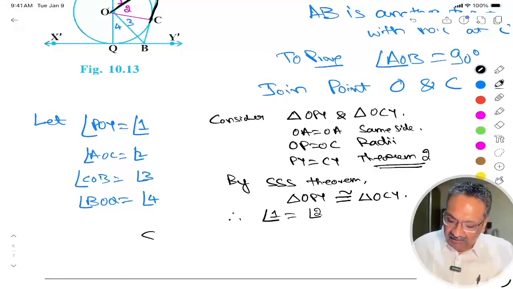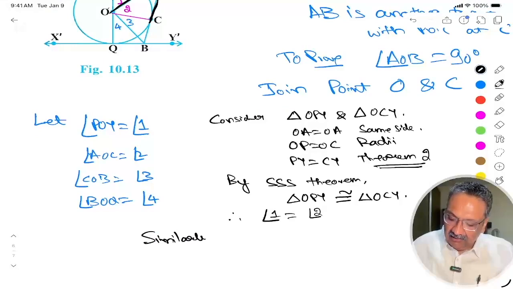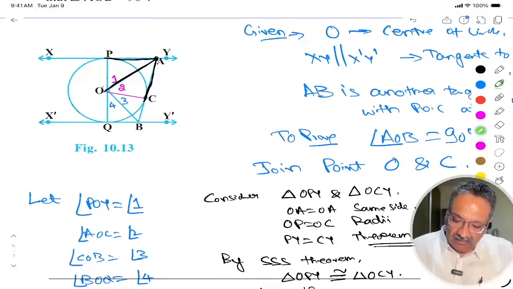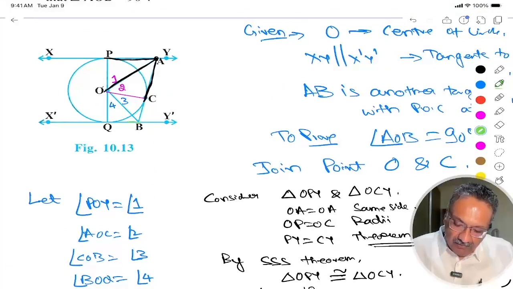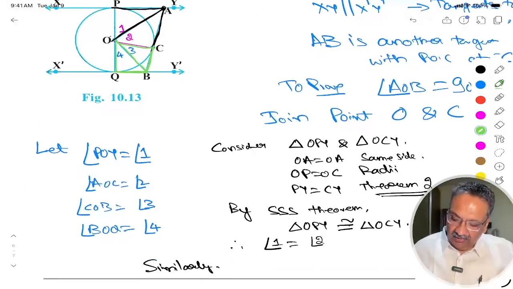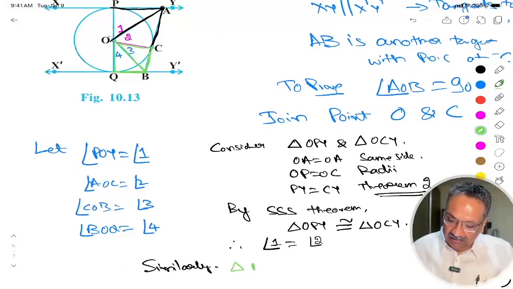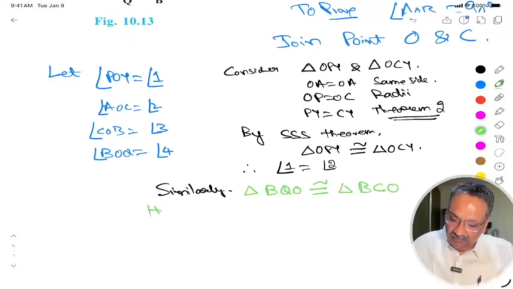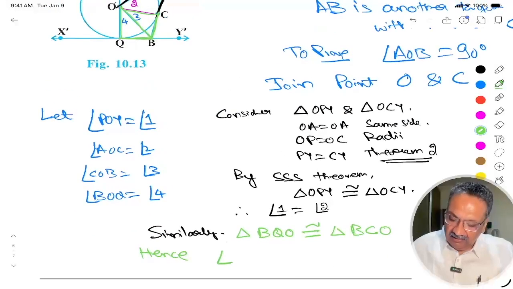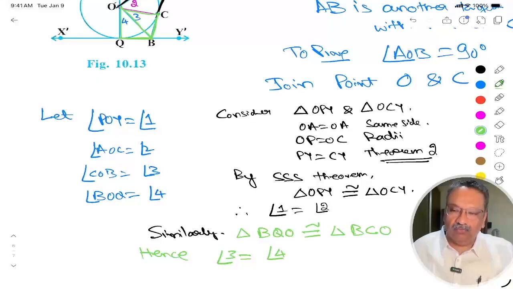Similarly, from B, BQ and BC are tangents. So now if you consider triangle BQO and BCO, similarly we have triangle BQO is congruent to triangle BCO, and hence we have angle 3 is equal to angle 4.